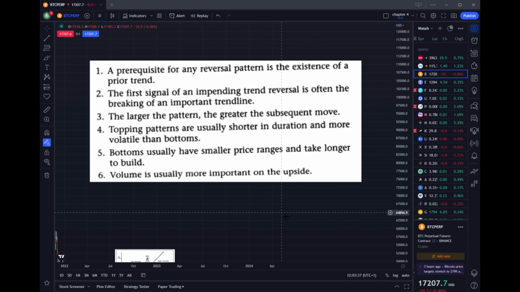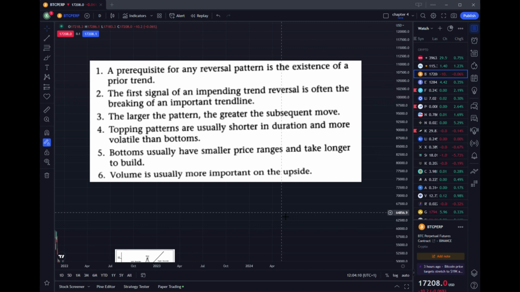A prerequisite for any reversal pattern is the existence of a prior trend. That's pretty logical, because if the price goes another way, it's a reversal, of course. And then he mentions the first signal of an impending trend reversal is often the breaking of an important trend line. Impending means something threatening is about to happen, or something scary. So that's not good for the bulls, or for the bears, if it's going to go bearish or bullish. So you can look at it that way.